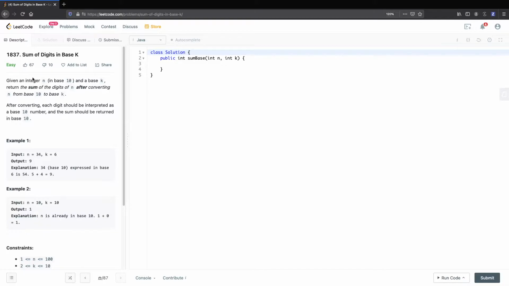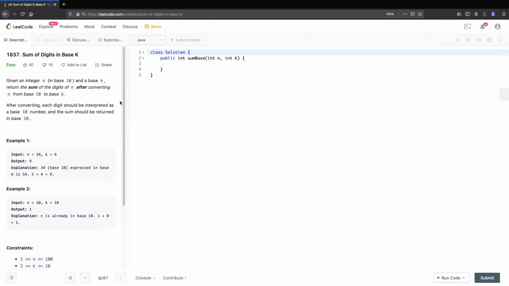So given an integer n in base 10 and a base k, return the sum of the digits of n after converting n from base 10 to base k. After converting, each digit should be interpreted as a base 10 number and the sum should be returned in base 10. Okay, the thing about some of these interview problems, half the battle is just trying to figure out what the interviewer is trying to tell you. And this is just too much packed into like 2 sentences here.